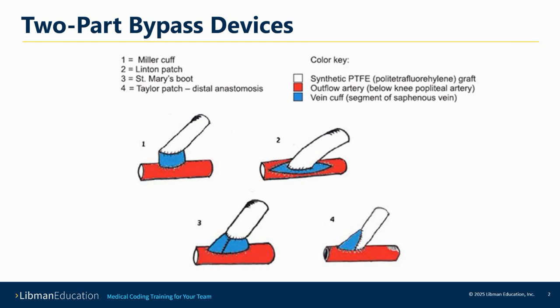Mary's boot. These are all different ways to connect a bypass using an additional autologous tissue device along with a synthetic graft, usually a PTFE tube graft. I've never seen number 4, the Taylor patch, but perhaps some of you have.